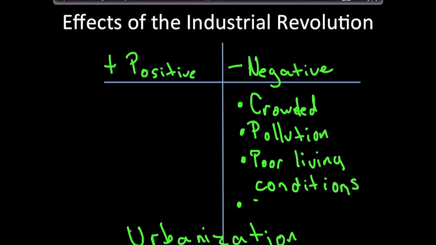The last one, and we've already talked about this when we went over the scramble for Africa, was European imperialism and their exploitation of others for natural resources.